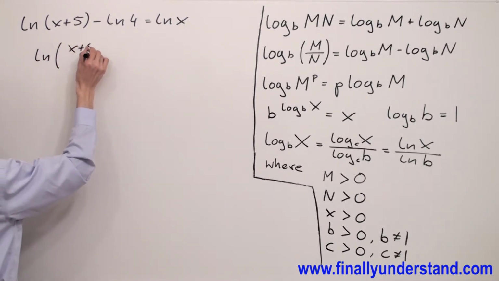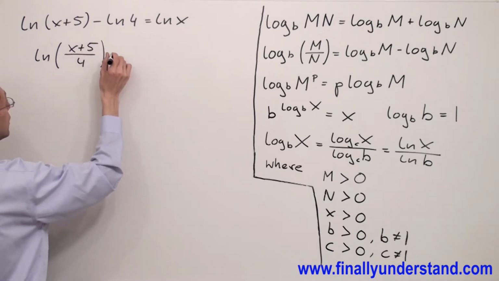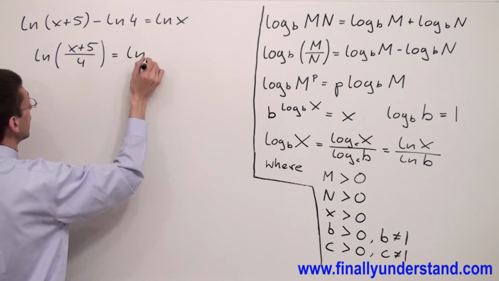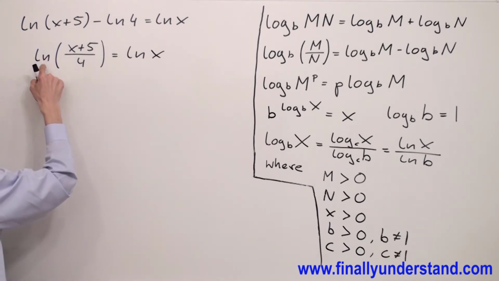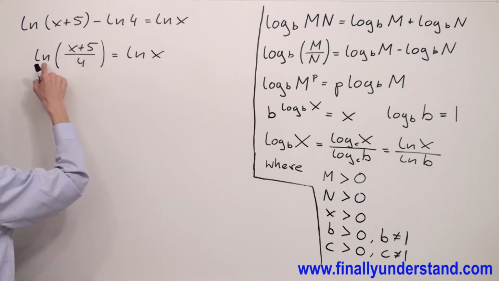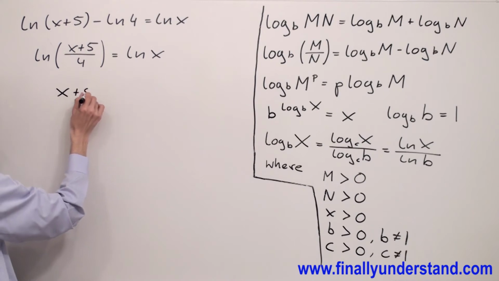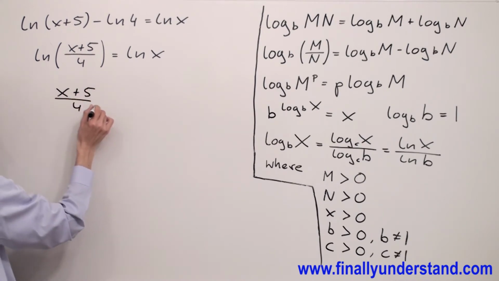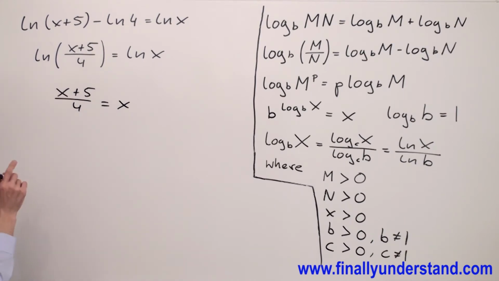(x plus 5) over 4 equals ln of x. Because I have natural logs on both sides of the equation, I can simply take them out and rewrite this problem as (x plus 5) over 4 is equal to x. Next, I have to solve this equation for x.